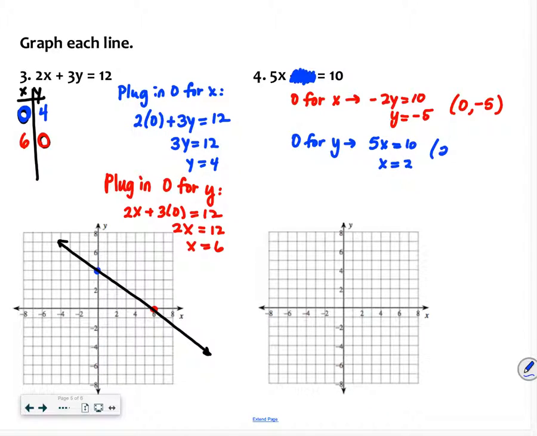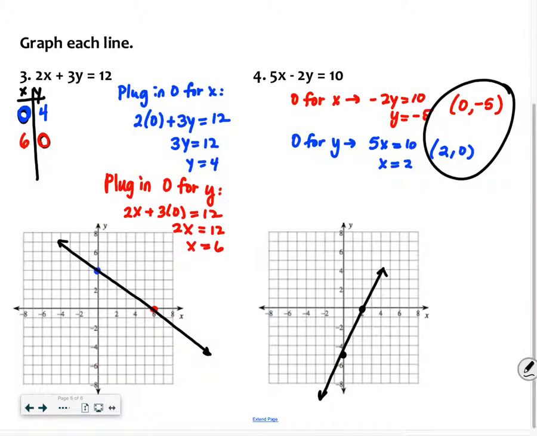A lot of times students are able to do that step in their head. They're able to cover it up and say, oh, 5x equals 10, x is equal to 2 then. You don't have to write anything. But at least write these 2 points here. That's the important part. So I have 0, negative 5, and I have 2, 0, and once I do that, I get this line right here.